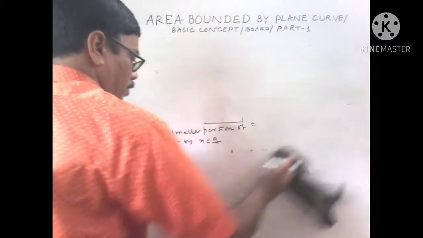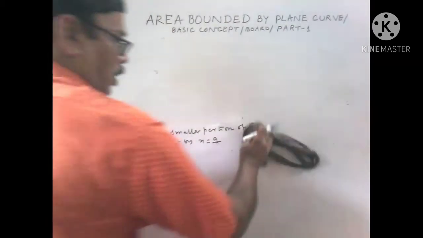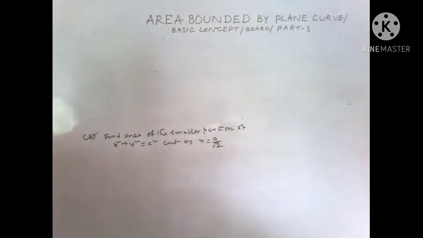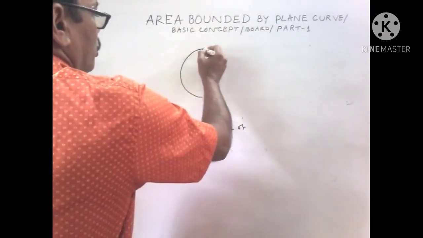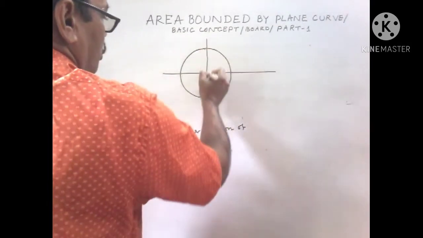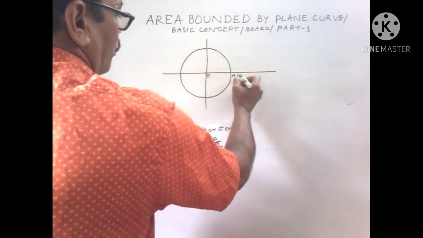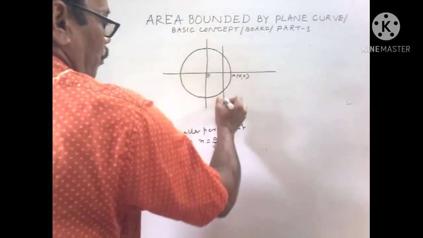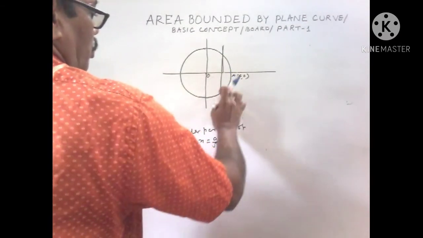So find the area of the smaller portion of the circle x square plus y square equals a square cut by x equals a by root 2. So the circle has center 0, 0 and radius a. This is a, 0. And it is cut by x equals a by root 2.